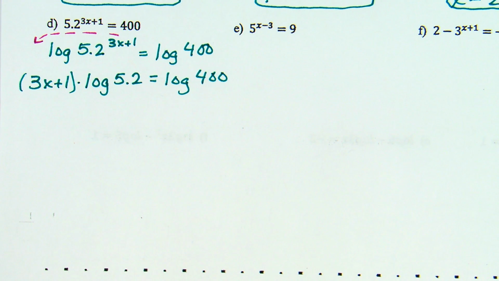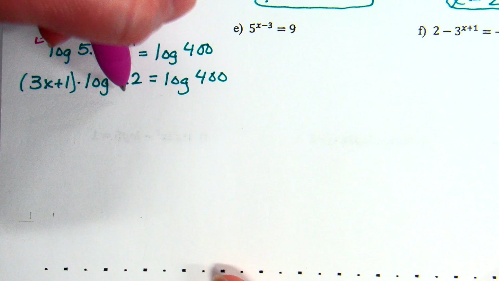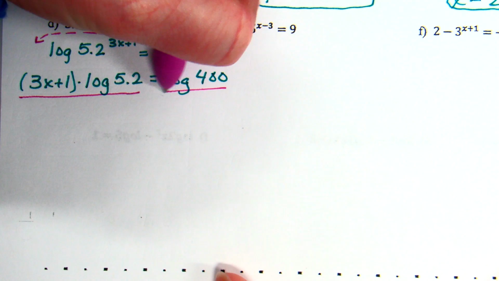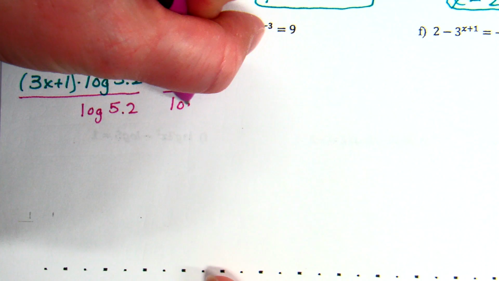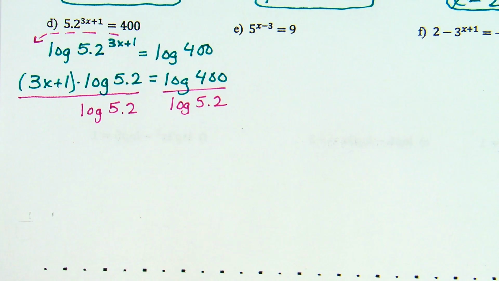But we could distribute the log of 5.2 and then take solving steps to finish. Or we can divide by the log of 5.2 and then take solving steps to finish. Both ways will have about equivalent steps. It all comes down to, in the end, entering it all in the calculator appropriately. So I tend to teach divide by log of 5.2. And we can do that because it's 3x plus 1 times log of 5.2, so we divide by log of 5.2.